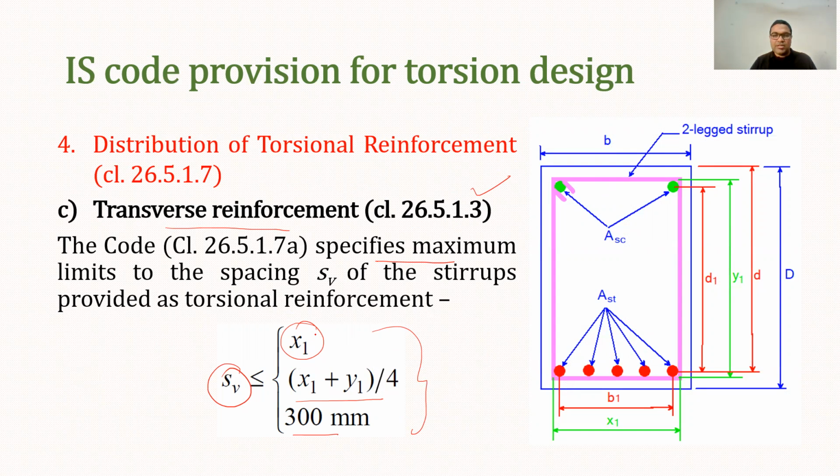Now there are some terms here. What is x1, what is y1? Here you can see the vertical distance between the center to center of the stirrups is y1. There is some difference between d1 and y1. d1 is the center to center distance of the longitudinal bars, and y1 is the vertical center to center distance of the stirrups. Similarly, b1 is the center to center distance of the longitudinal bars in the horizontal plane, and x1 is the horizontal center to center distance of the stirrups. So here we will be calculating the values of x1 and y1.